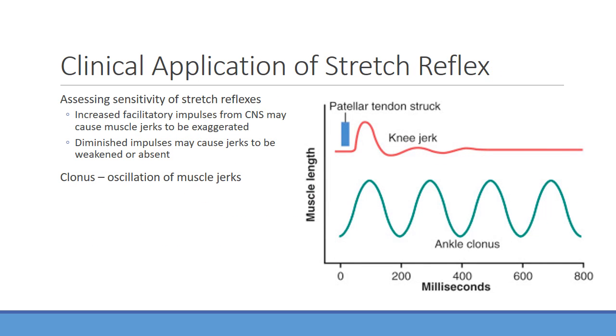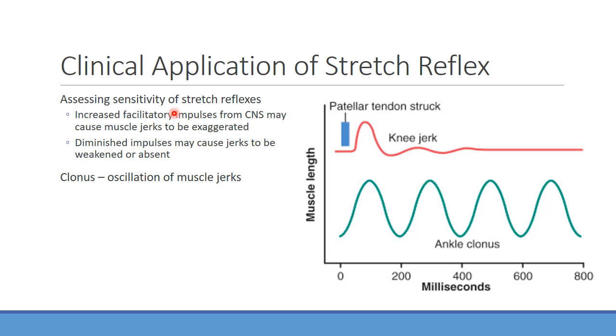Okay, so looking at the clinical application of this, how does this actually come about in the clinical world? This is a very useful tool, especially for neurologists, when you're looking for lesions in different parts of the brain or in the nervous system. Basically, you can assess the sensitivity of the stretch reflexes. Based on facilitatory impulses from the CNS, they can either be enhanced or inhibited.